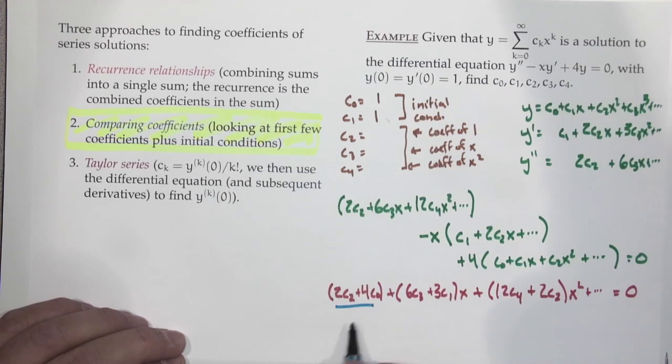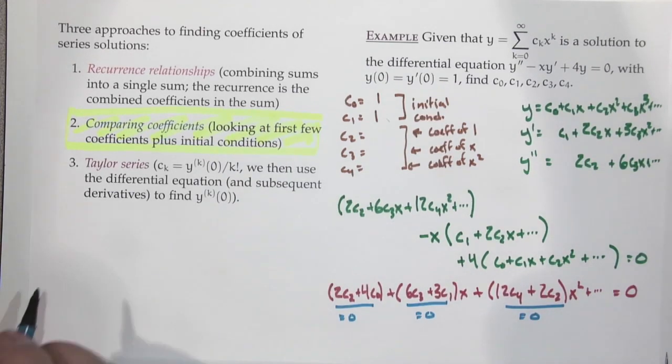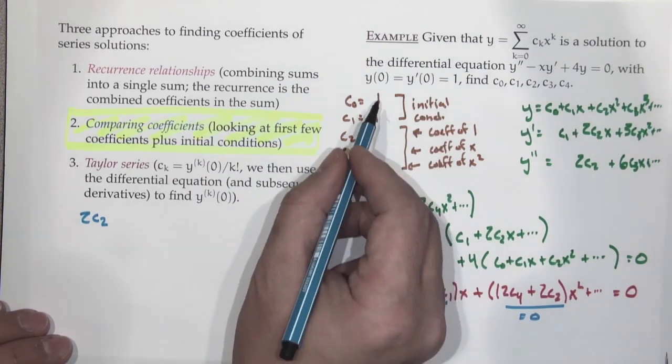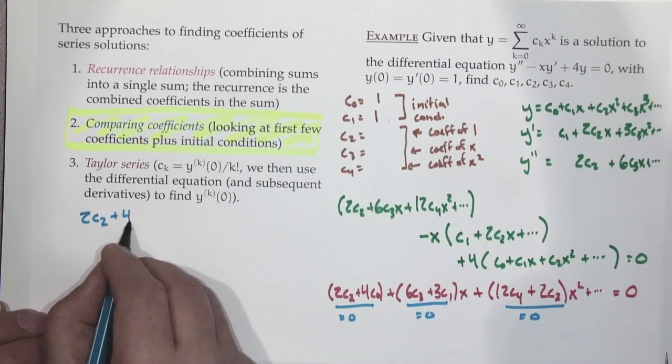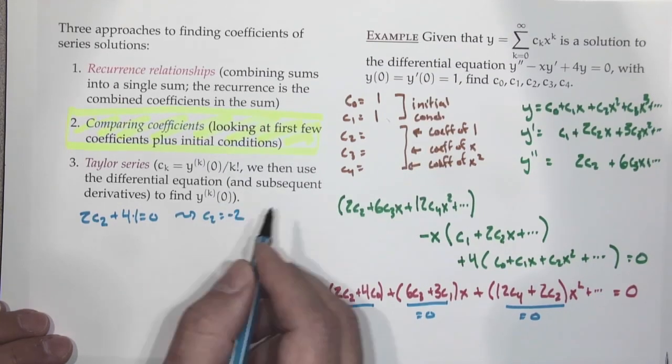Well, what does it tell you about this coefficient if everything equals 0? That equals 0. And this coefficient? And this coefficient equals 0. So now you solve. So we have 2c2, 4 times c0. Oh, that's 4 times 1 equals 0. Aha. c2 equals minus 2.